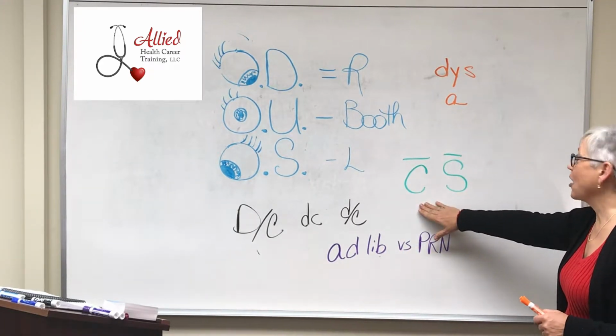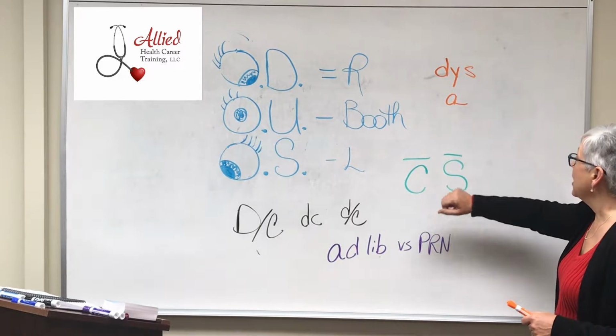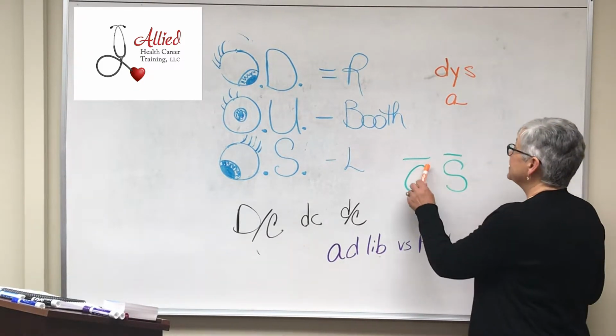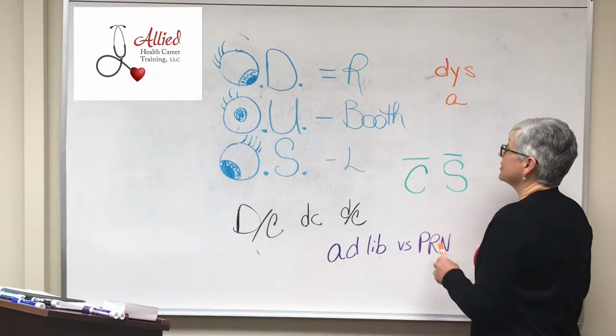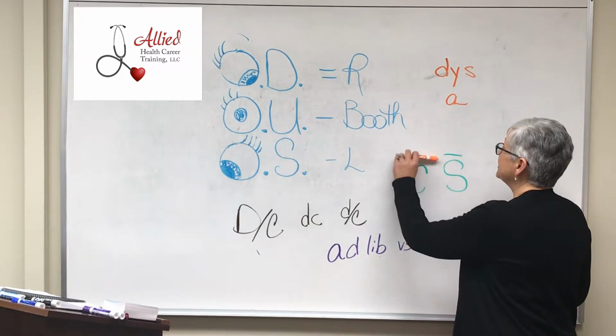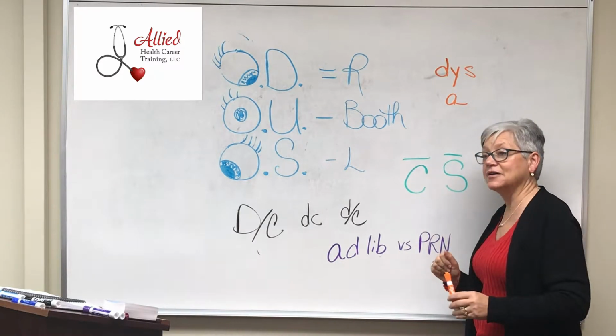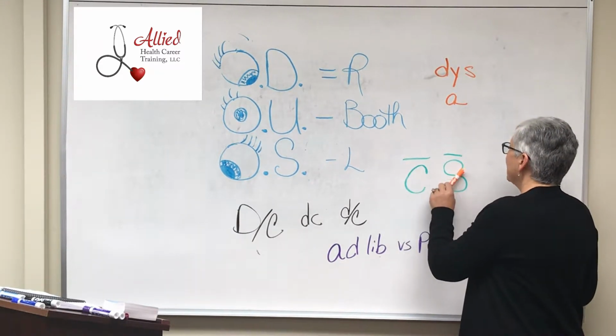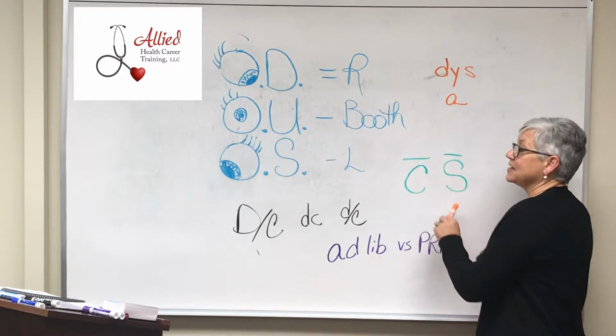Also, I want to talk about with and without. You'll see this a lot. So with is a C with a line over it. Sometimes you won't always see the line over it. You have to read it in context. But a C with a line over it is with. Now an S with a line over it is without.